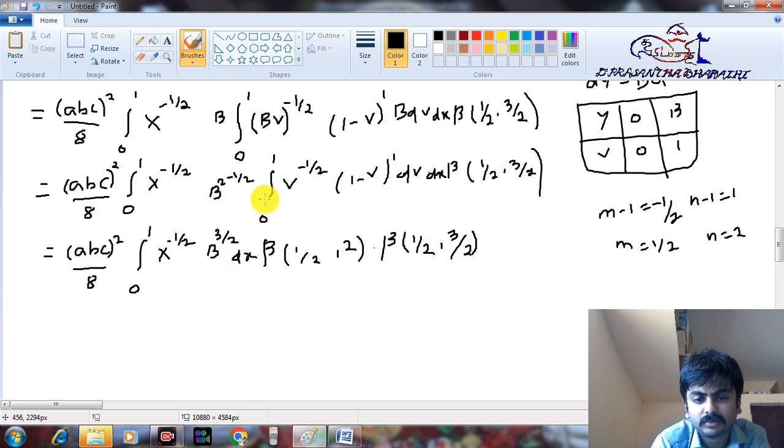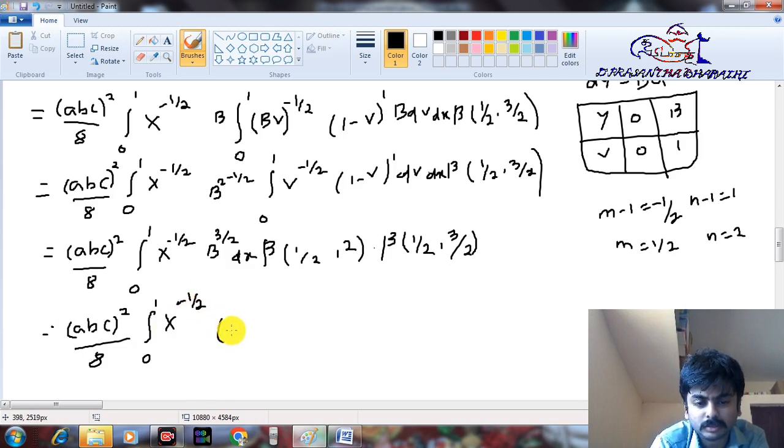Okay, now what is b? B is 1 minus x. B is 1 minus x, that is (abc)² divided by 8 into integral 0 to 1 x power minus 1 by 2 into value of b is 1 minus x. Okay, 1 minus x whole power 3 by 2 dx.